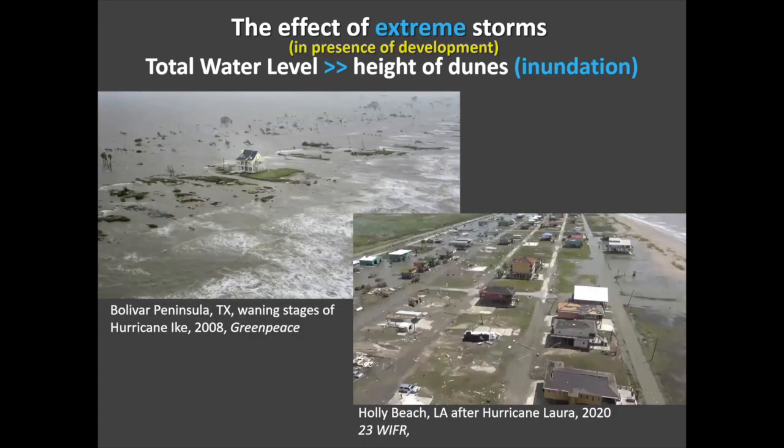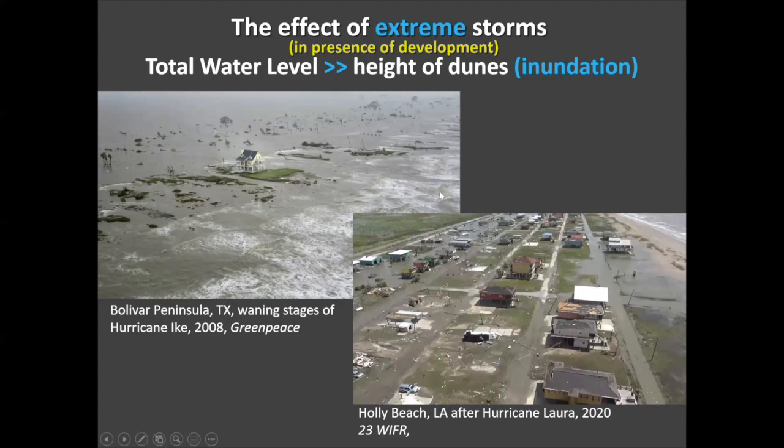And we could think about what this looks like in the midst of development as well. On the left, this is Bolivar, Texas, after Hurricane Ike in 2008, and Holly Beach, even after recent Hurricane Laura in 2020. Hurricane Ike produced storm surge here of almost 19 feet. So that's about equivalent to a 2-story home. And this is a pretty famous house called the Last House Standing. This is a picture taken in the waning stages of Hurricane Ike after it had passed. In this case, inundation persisted for a while because there was so much water piled on that it took a while for it to drain.